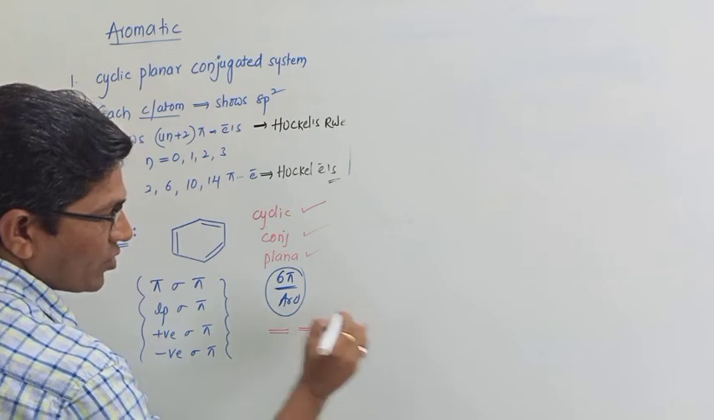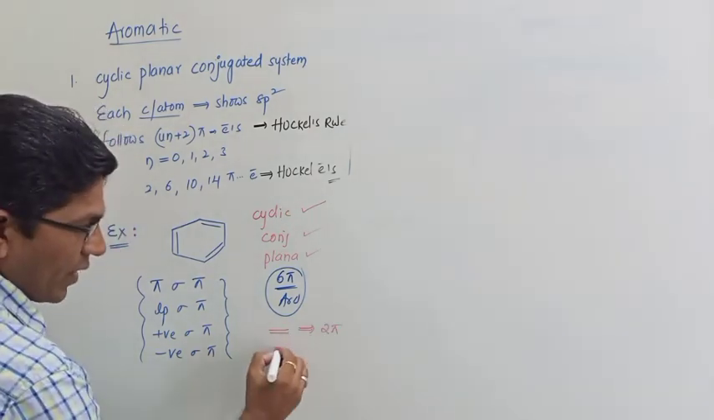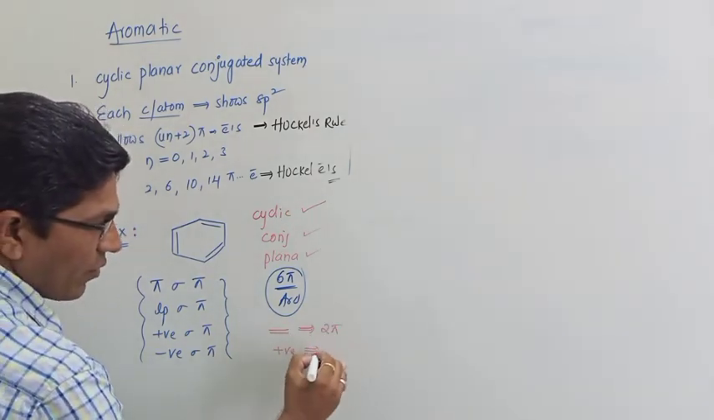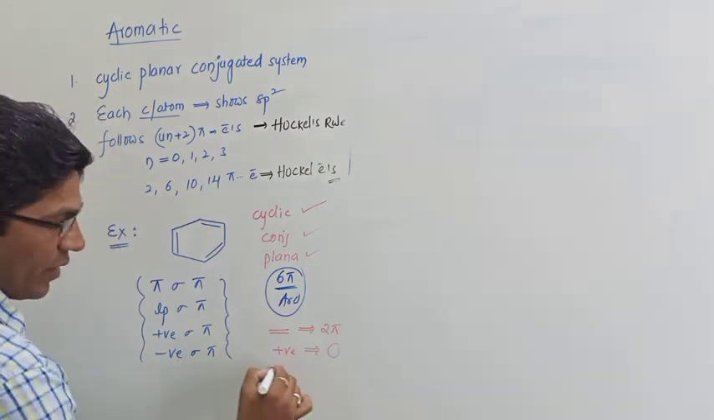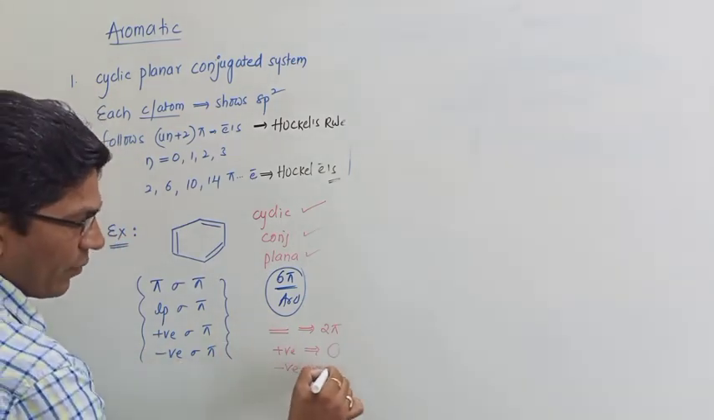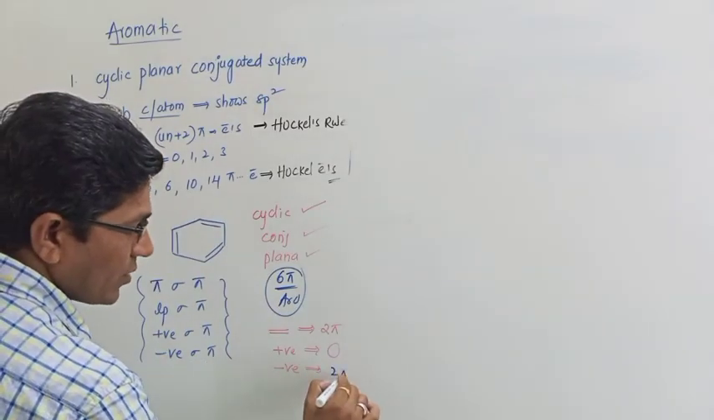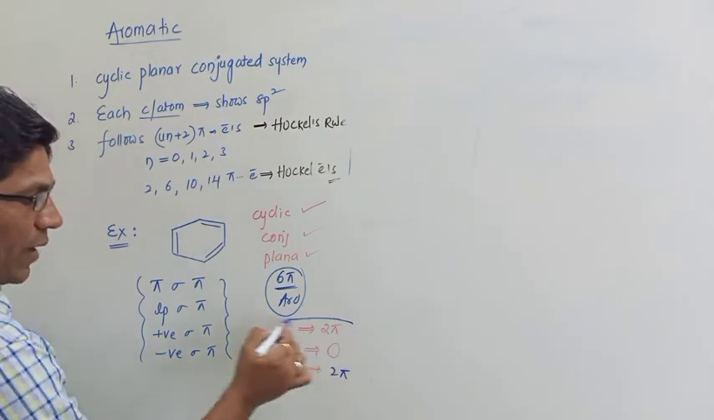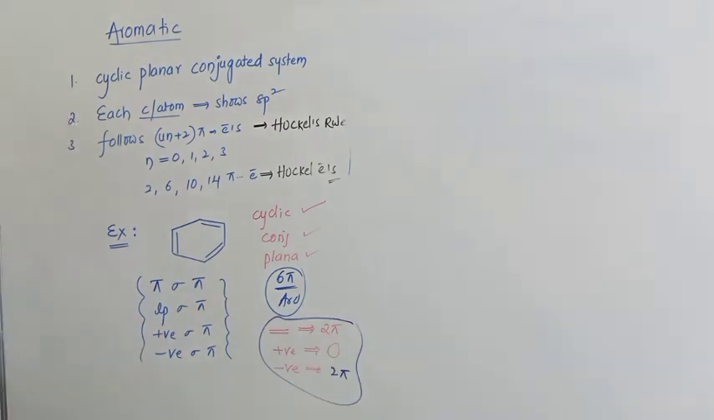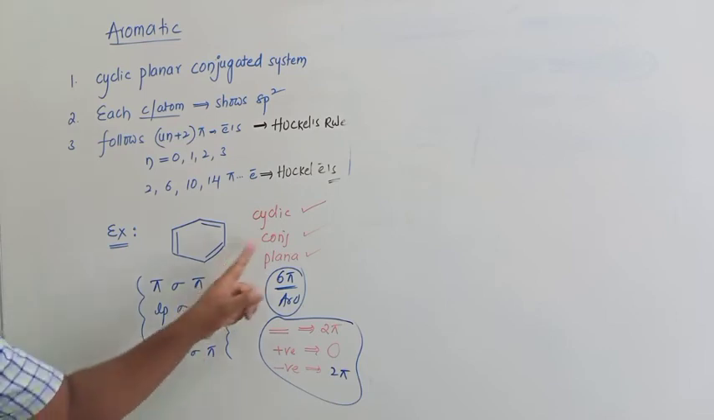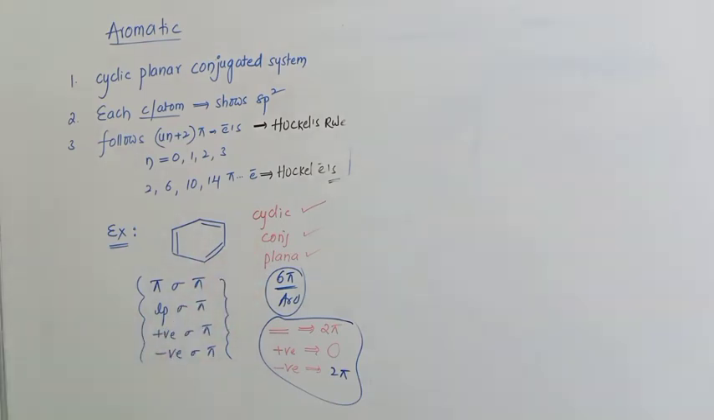Double bond, how many π electrons? 2 π electrons. If a positive sign is given, just take 0 electrons. If a negative sign is given, pick up 2 π electrons. Negative means 2 π electrons, positive 0, then again double bond is equal to how many? 2 π electrons. So this is for π electrons, this is for conjugation, the conditions for conjugation. Yes, clear?